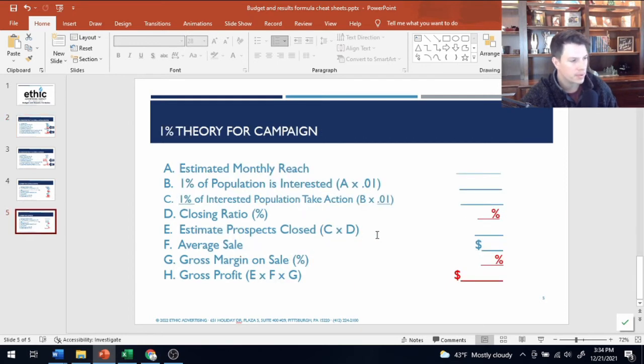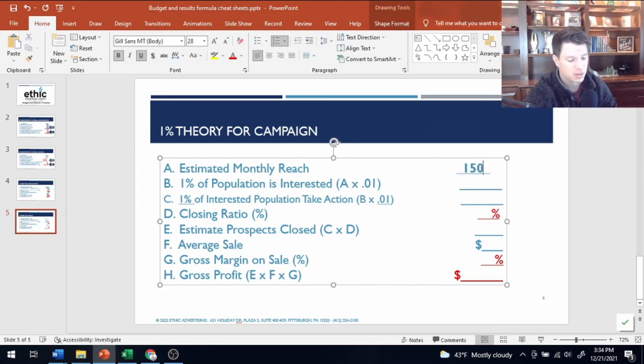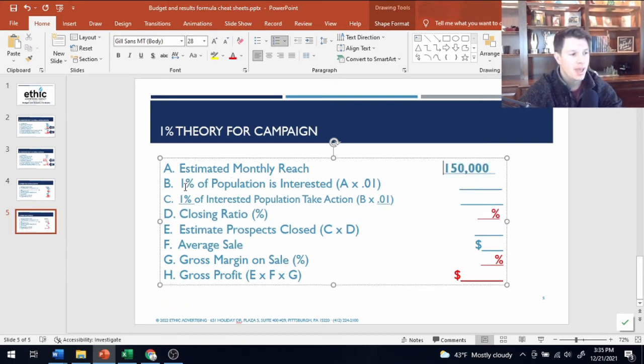The next one that I'm going to fill in is the 1% theory, which comes from a guy named Harry Dent. He's a Harvard economist who says 1% of any given population is interested in any given product or service at any given time. So if you reach a population of, let's say, estimated populated reach, I don't know, for a $50,000 campaign, realistic to say 150,000 people, not impressions, but individual people, then he would say that out of those 150,000 individuals, 1% of them is actually interested in your product or service.